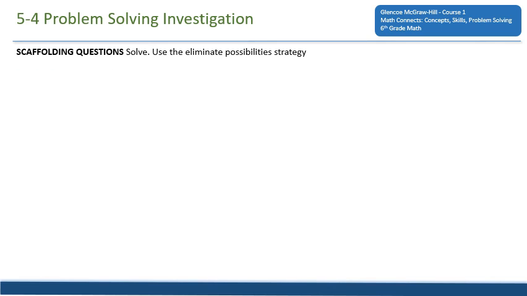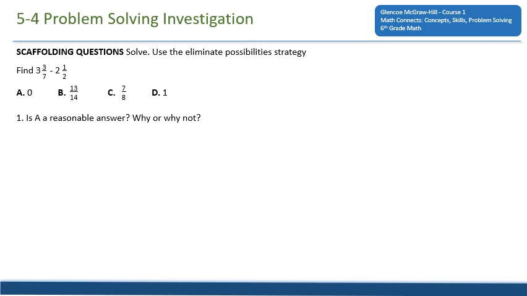Scaffolding questions: solve using the eliminate possibilities strategy. Find 3 3/7 minus 2.5. So we have A is 0, B is 13/14, C is 7/8, and D is 1.